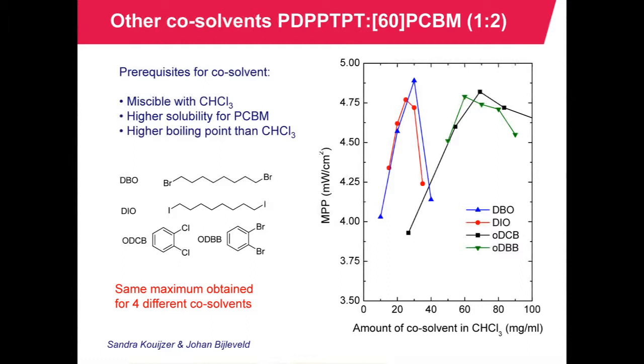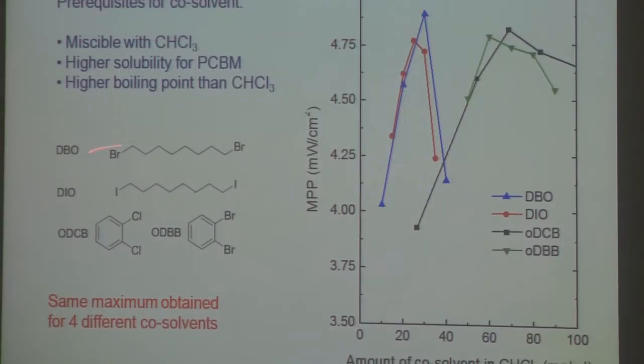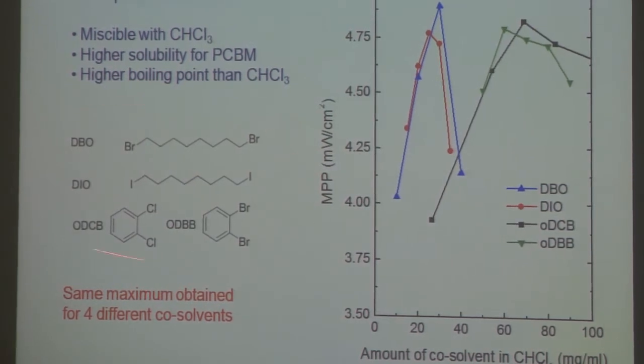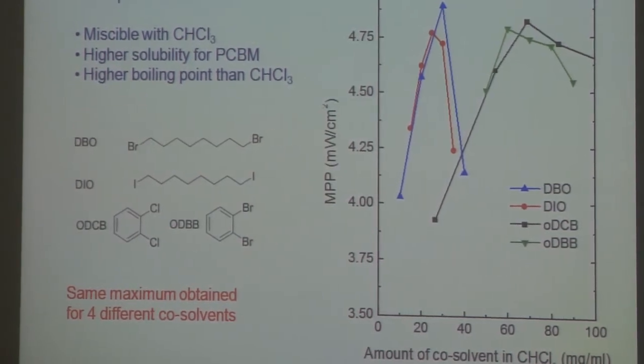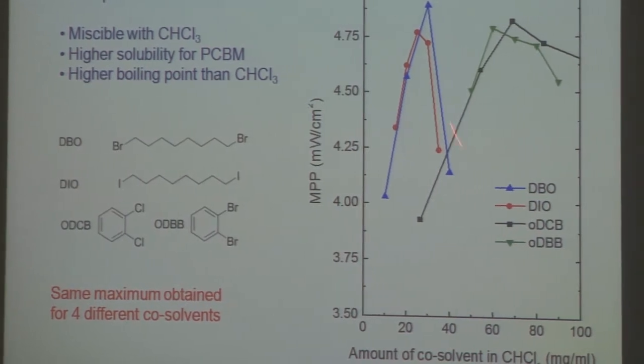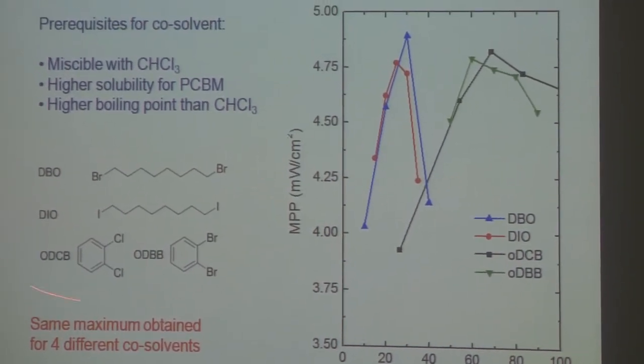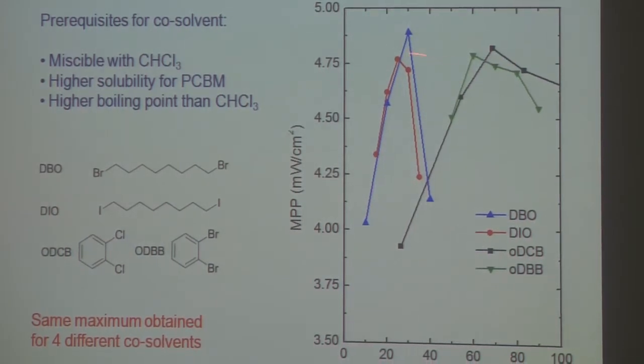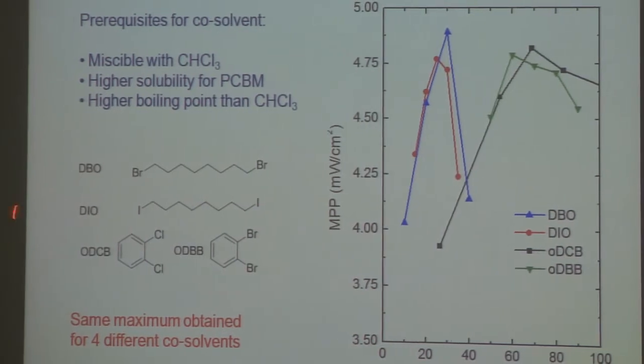This is work from Sandra Kawai, so she's here today, and she has studied, for example, different of these processing agents, and you can see that irrespective of which of these four you use, you always come to the same efficiency and also to more or less the same morphology. I don't have a slide of that, but if you take the four morphologies that you get in these points for the four different co-solvents, they are very similar. You cannot distinguish them actually.